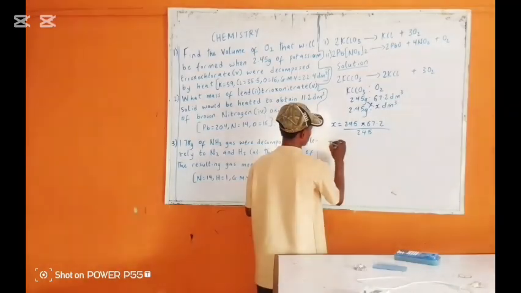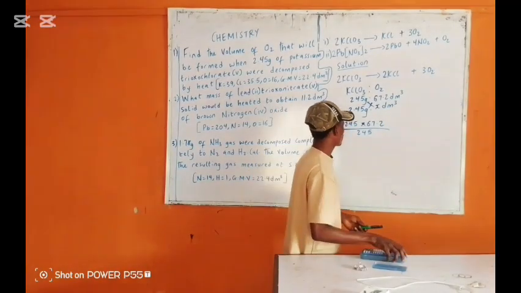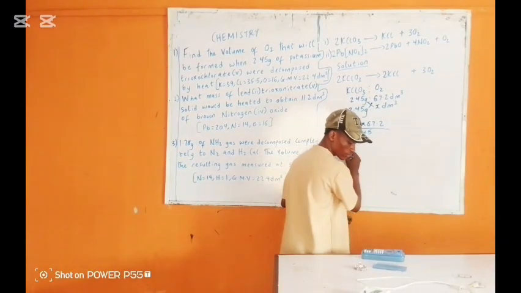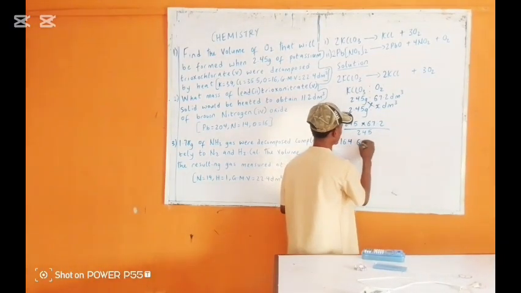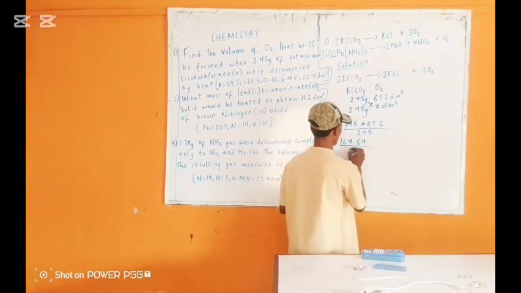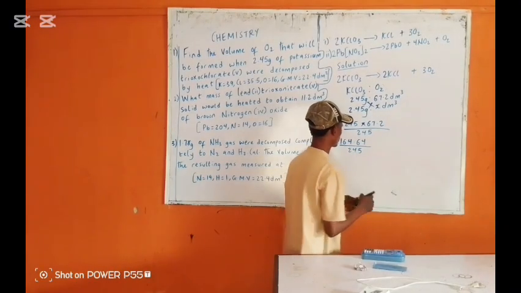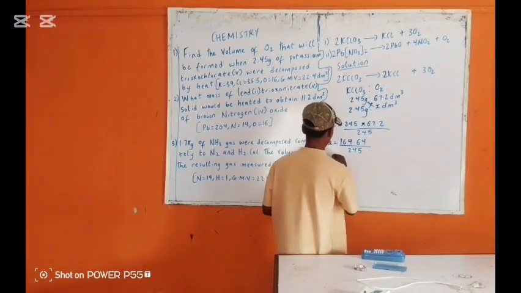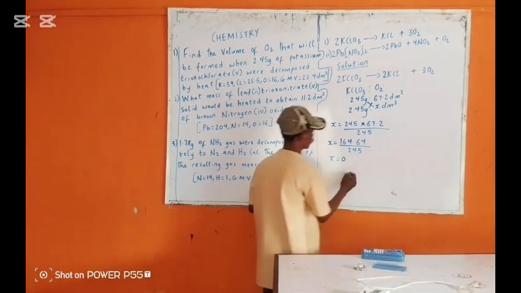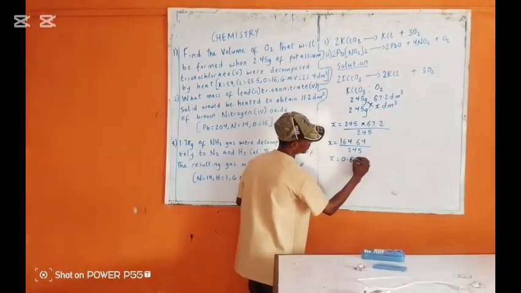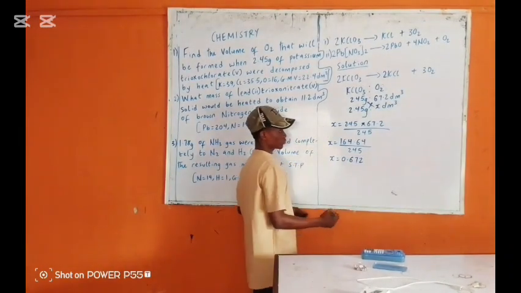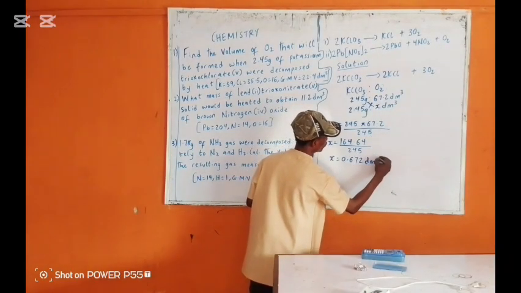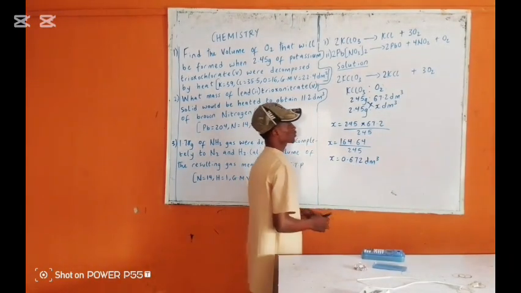Now our X equals to what? 2.45 times 67.2, we get 164.64 divided by 245. Our answer here is 0.672. So X equals to 0.672 dm cube.